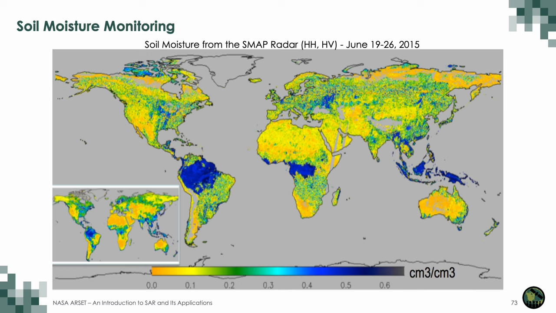And then there's also soil moisture monitoring. Since the radar signal is sensitive to the moisture content in the surface, it can detect the moisture in the soil. And this is an example of a global soil moisture product from the SMAP radar.